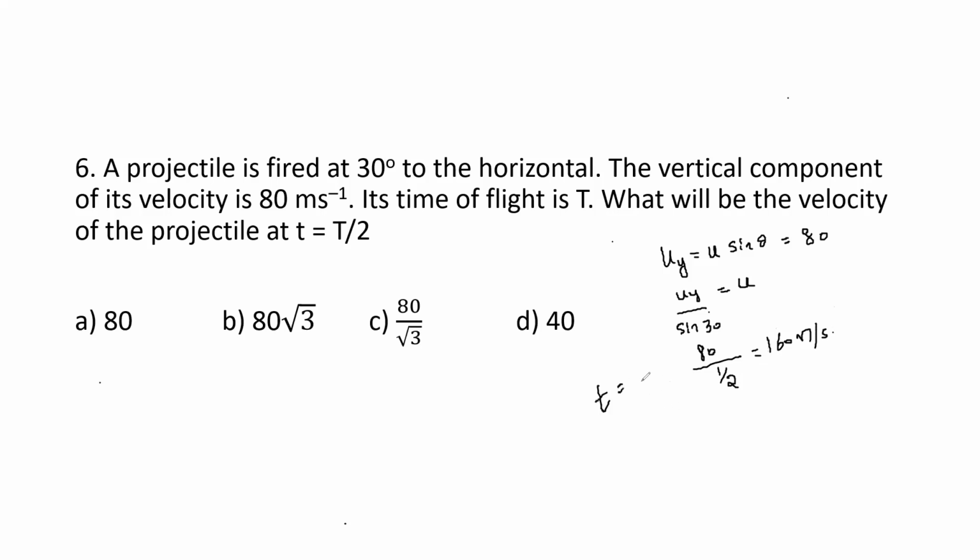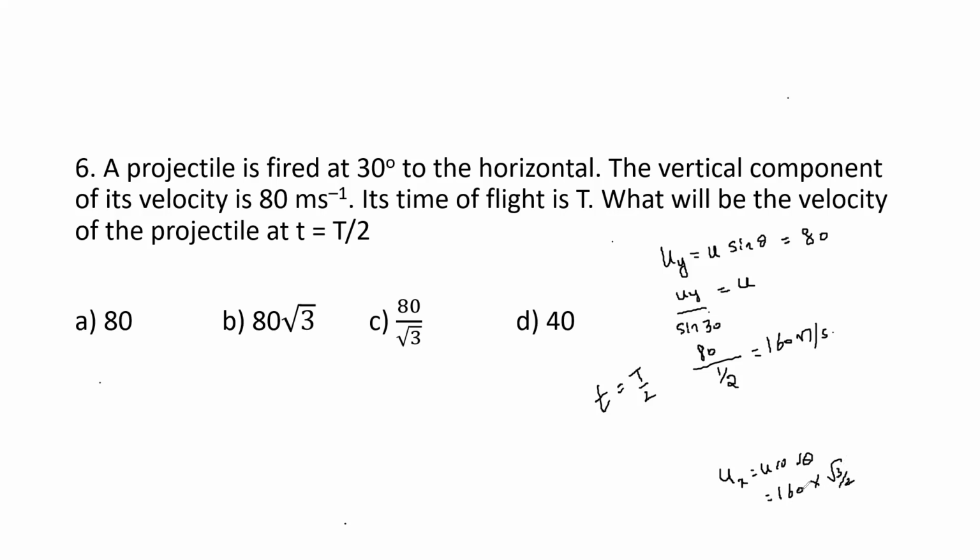So when the time is t by 2, the particle possesses the horizontal component of velocity. Therefore, it is given by ux is equal to u cos theta. The value of u is 160, into cos theta, which is cos 30. Cos 30 is root 3 divided by 2.